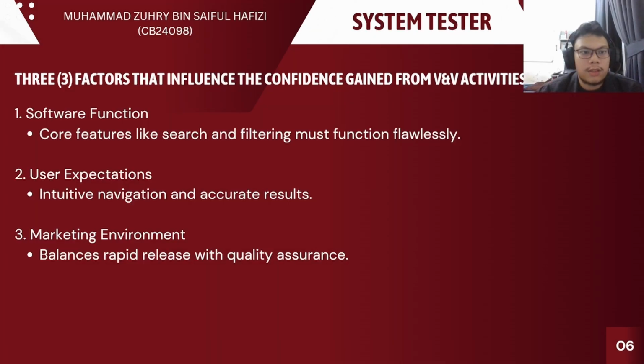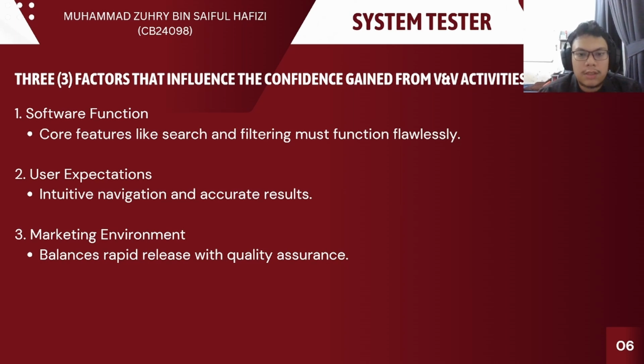Here is my three factors that influence the confidence gain from verification and validation activity. First factor is software function. Software function is a core feature like search and filtering that must function flawlessly for this project. For example, the accurate product listing boosts user trust to use this platform. The testing that can be done is a strict defect testing to ensure the reliability for user to use this platform Mudah.my.